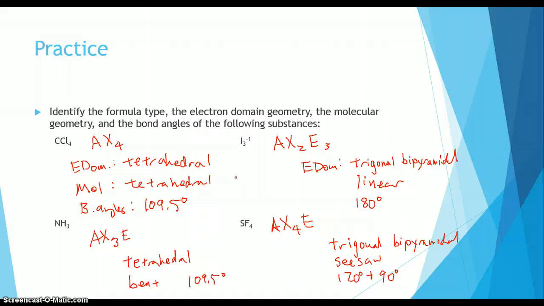And then finally, you have trigonal bipyramidal and seesaw for SF4, and that's going to be 120 degrees and 90 degree angles between each of your atoms. So that one still maintains its electron domain bond angles.